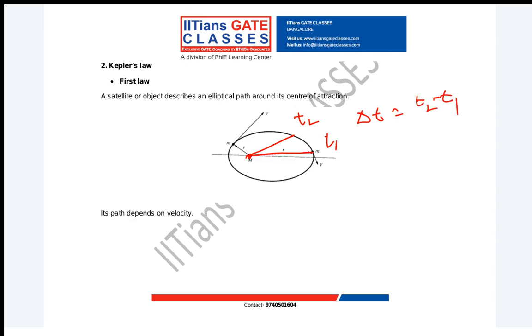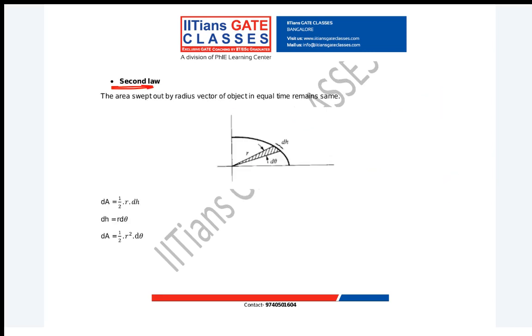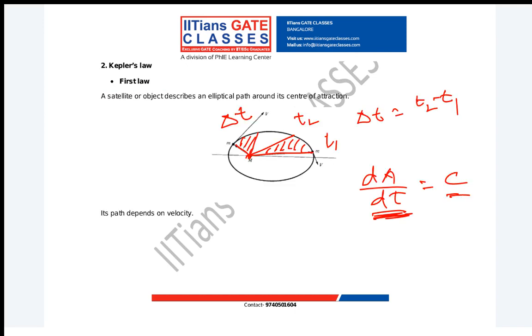t2 minus t1. So this area covered will be the same if you take the same interval, like from here, again delta t. So what it means is dA by dt, the rate of change of area with respect to time, is constant for the object. So how can it be proved? We can prove it also, but before that, is it clear, guys?